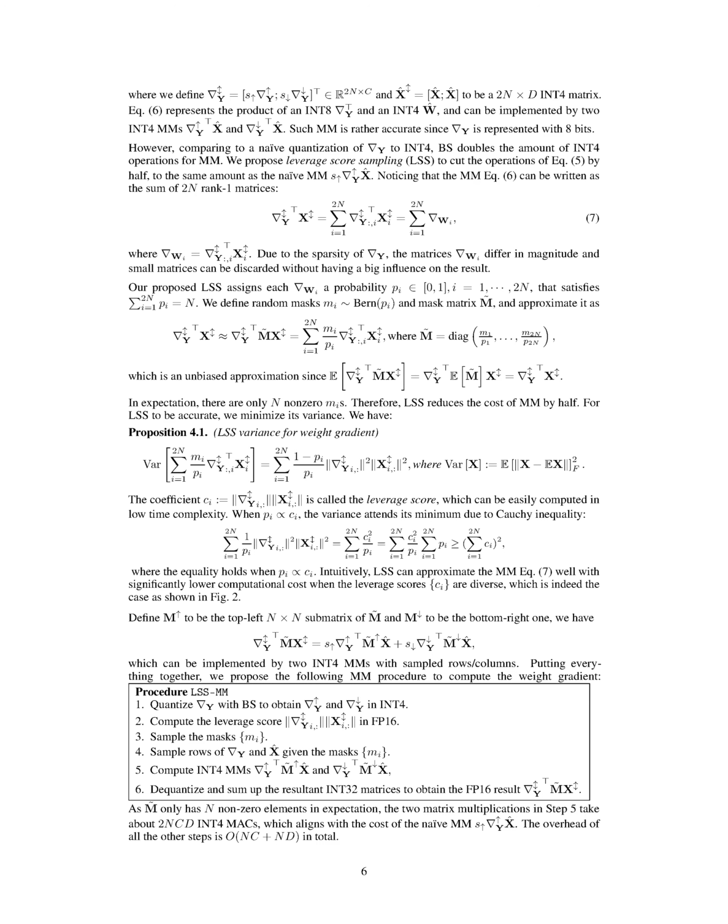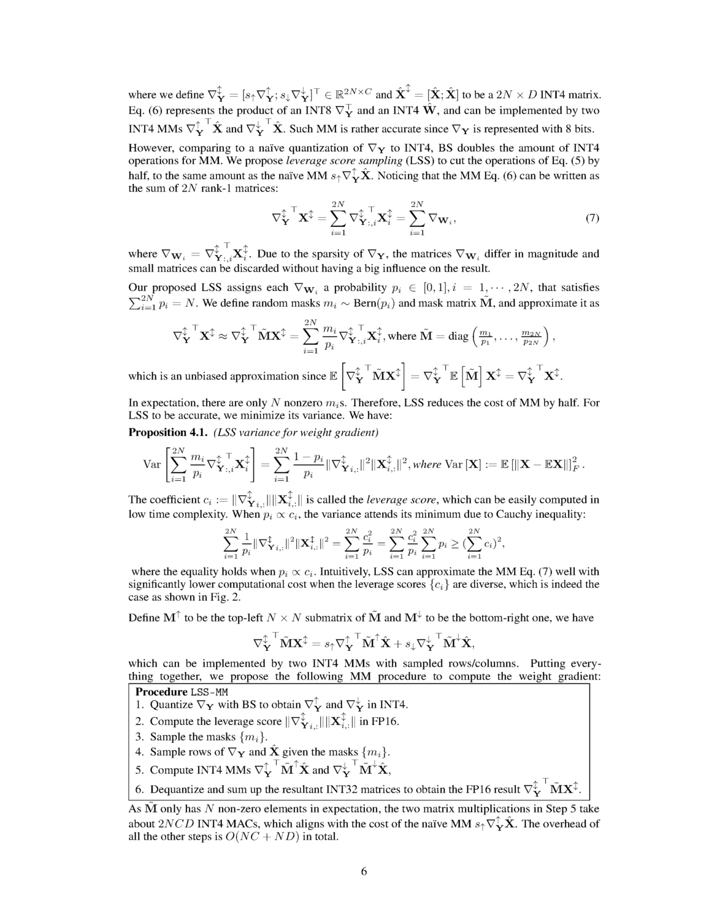In summary, we propose the following method to compute the weight gradient. 1. Quantize the y gradient to get its upper and lower parts in 4-bit integer form. 2. Calculate the leverage score in 16-bit floating point precision. 3. Sample the masks. 4. Sample rows of the y gradient and x hat given the masks. 5. Compute 4-bit integer matrix multiplications. 6. Dequantize and sum up the resultant 32-bit integer matrices to obtain the 16-bit floating point result.